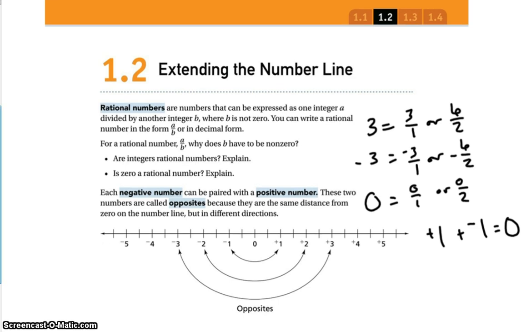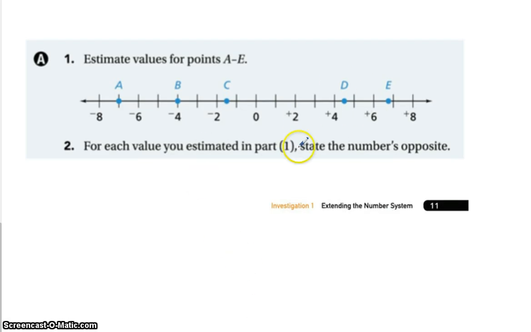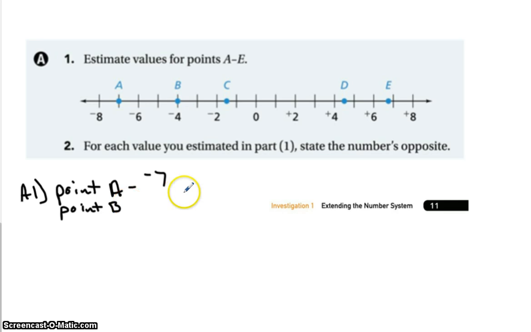So let's take a look at a few questions. All right, so what we have here is a number line, and this is taken from question A1 on page 12 in your book. So we're going to estimate the values for A, B, C, D, and E. So I'm going to come down here and say A1 is right here for point A. So point A is at negative 7. Point B is at negative 4. Okay, so not a whole lot of estimation yet.